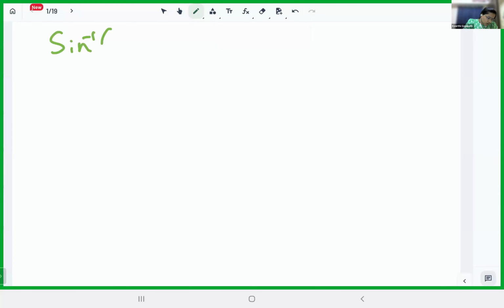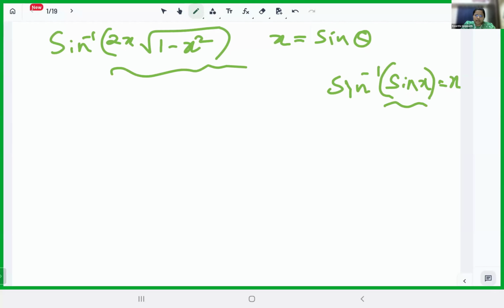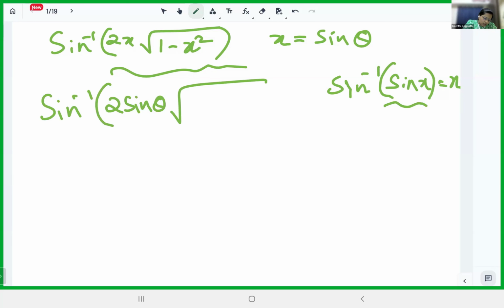So it was sine inverse of 2x into root of 1 minus x square, and we have taken x as sine theta. Why did I take sine theta? Because it is all in terms of sine, right? Left hand side as well as right hand side, it is sine inverse. And we have studied a property that sine inverse of sine x is equal to x, right? So in order to make this portion sine x, then only we can apply that property. So I'm taking x as sine theta. So, sine inverse of 2 into sine theta into root of 1 minus sine square theta.